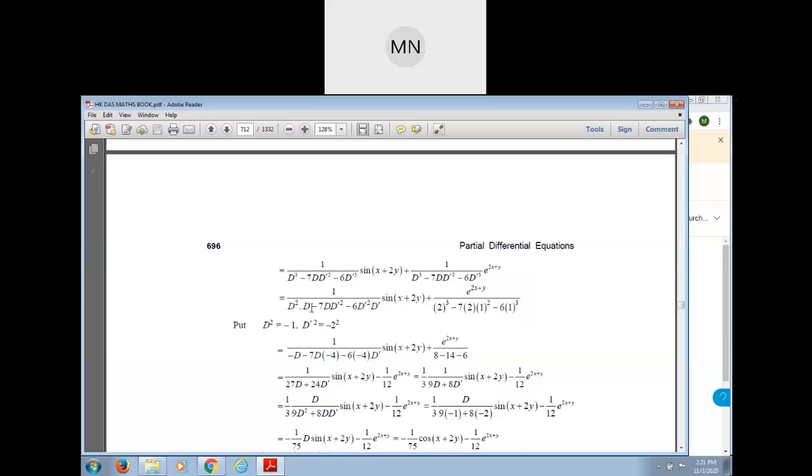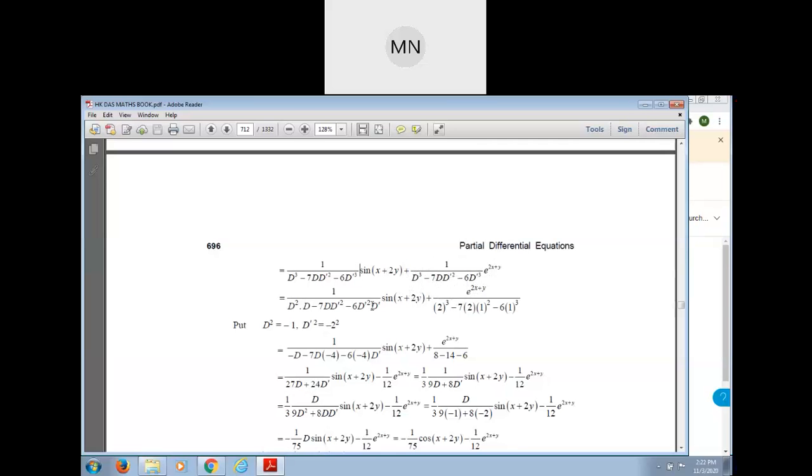Yes, ma'am. Now see that, in the exponential function we can directly put the value for d and d dash. So for the second part, it's not necessary to break the term, because for exponential function we can directly put the value of d and d dash.